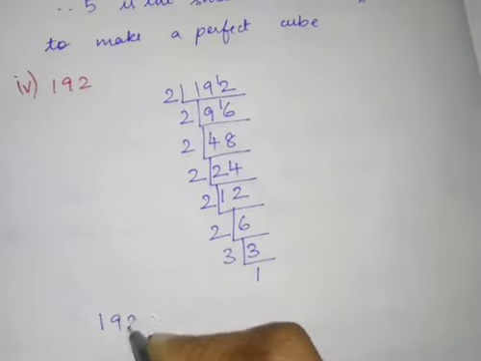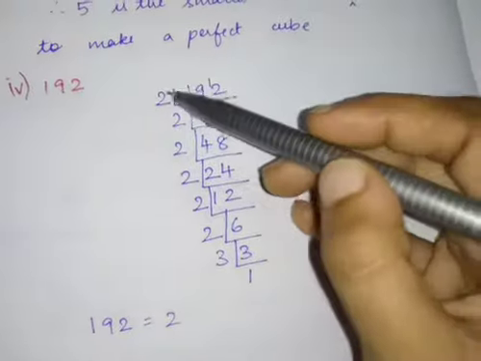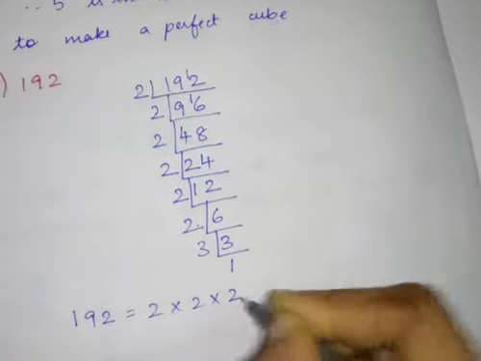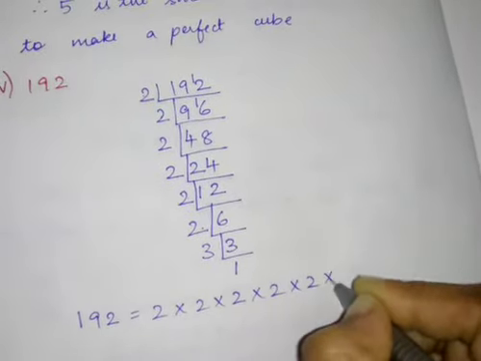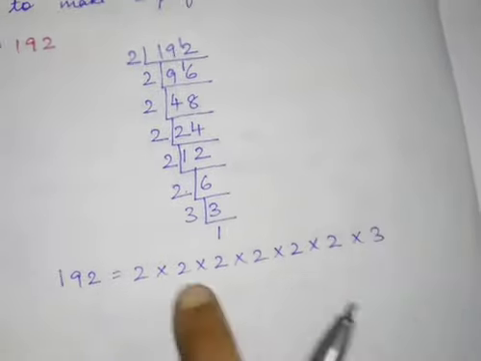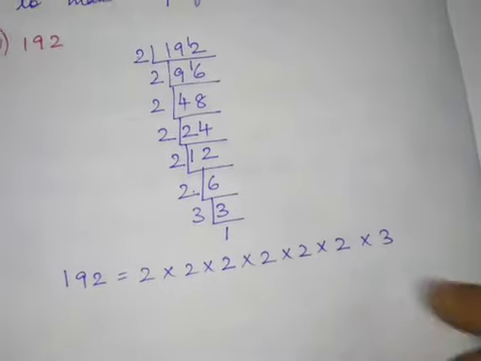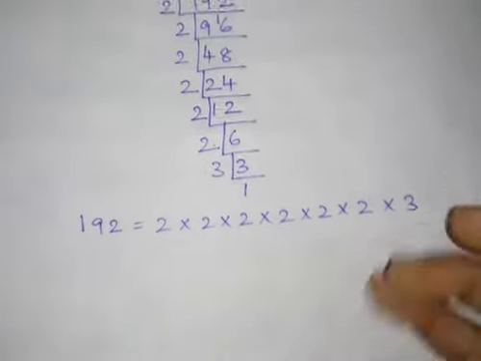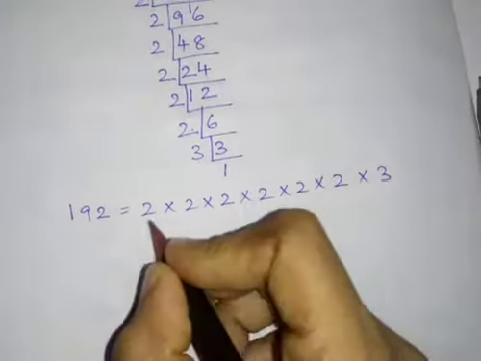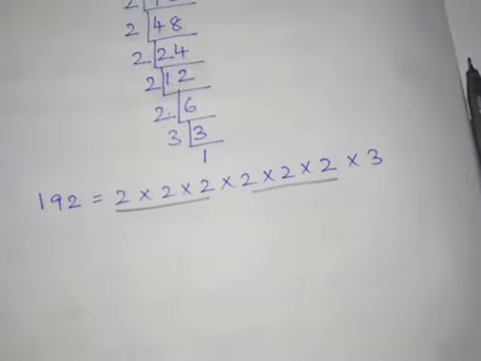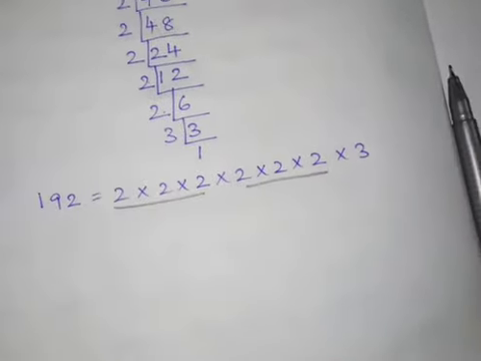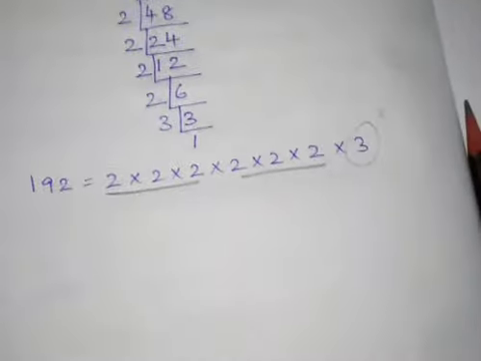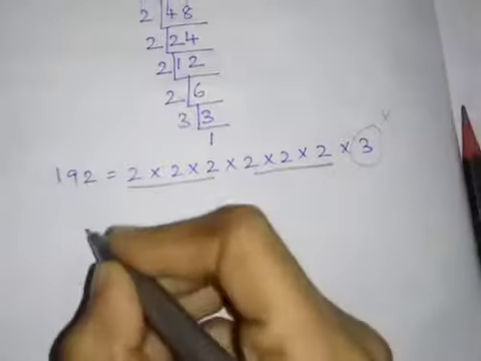So 192 can be written as, how many 2s are there? 1 2 3 4 5 6. So 2 into 2 into 2 into 2 into 2 into 2 into 3. Correct? 6 2s are there, then 1 3 is there. Now what do we have to do? We have to pair them up, which means we have to make groups. 3 numbers form a group. Which is not in a group? This 3 alone is not in a group. Correct? So we have to divide by 3 on both the sides.